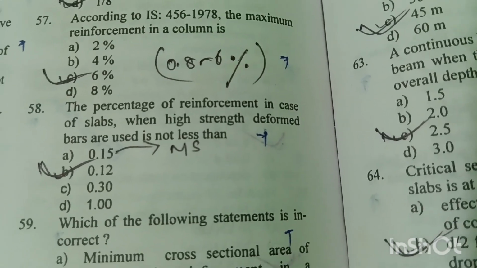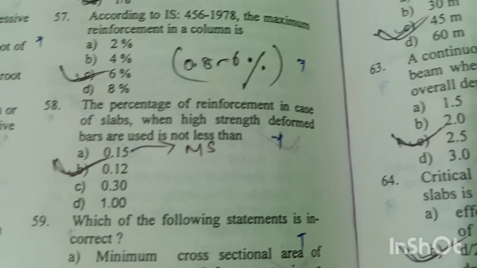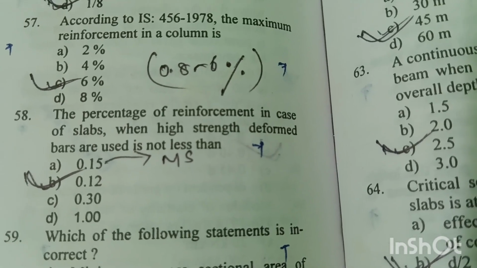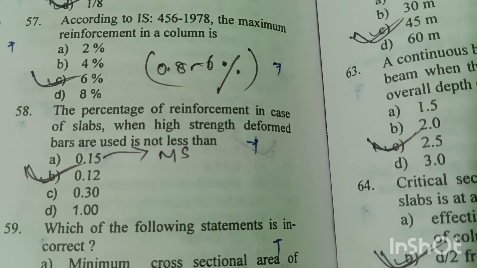Question number 58. Percentage of reinforcement in slabs when high strength deformed bars are used is not less than 0.12. Option B is the right answer. And it is 0.15 in case of mild steel.